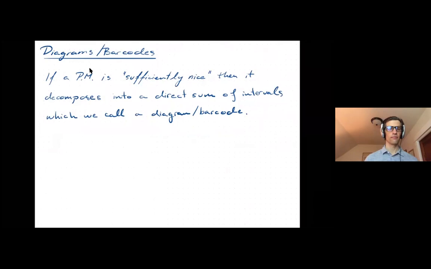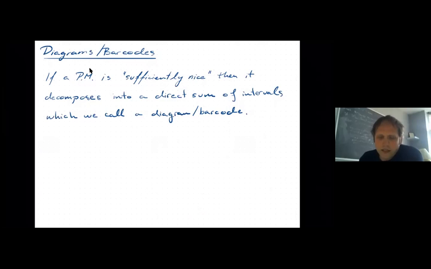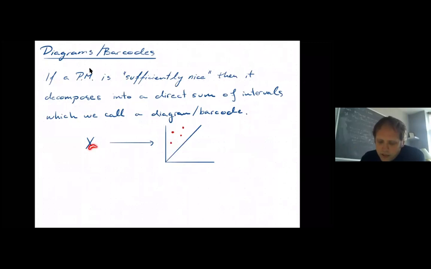Right, it is that we usually care about diagrams or barcodes. And what we usually say is that if the module is nice enough, then we can decompose it into these intervals, which we can visualize, and we can take a look at those. So the way to think about this is that I have my module X, and I can create this diagram, which is a bunch of points above the diagonal. And this really completely describes all the structure that I care about in the module.